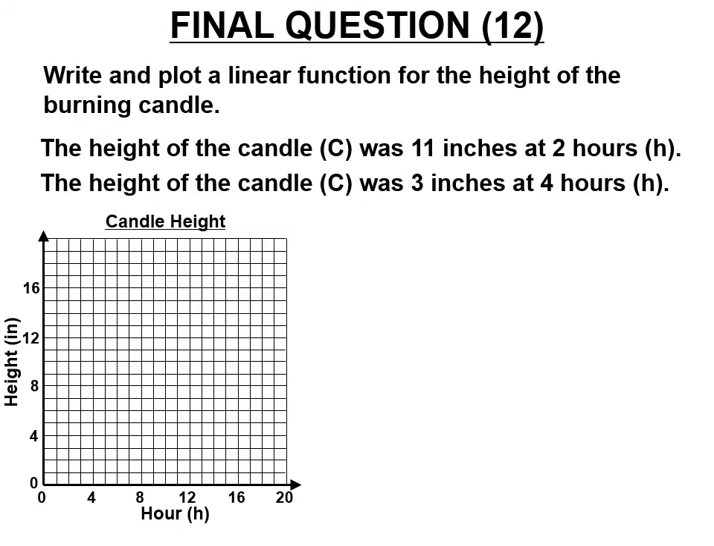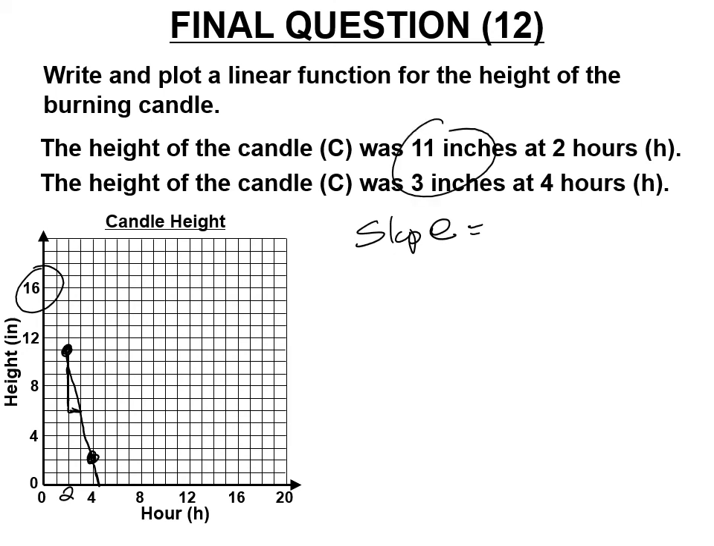Okay. Write and plot a linear function for the height of a burning candle. Okay. So at 2 hours, it's at 11. It's right there. At 4 hours, it's way down here at 3, right, because we're going down. So let's go find this y-intercept. Okay, first we're going to need to find the slope. Now the truth is you might be able to figure it out from the graph. That looks like it might be it, but it's way faster to do the math.